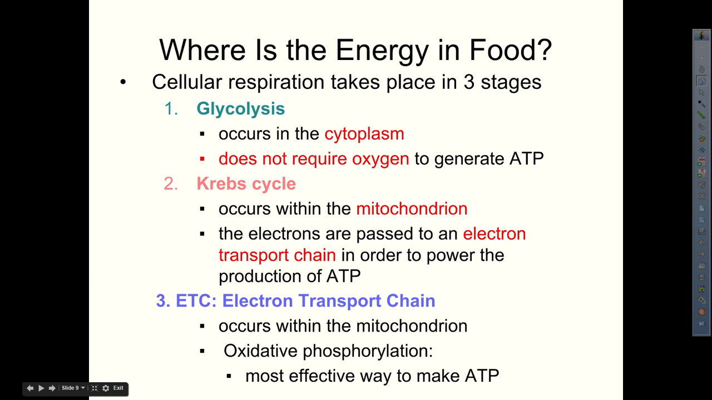And then finally, a lot of what the Krebs cycle is all about is making these high energy electrons to be transported to the electron transport chain, the final step. So the ETC, the electron transport chain, also happens within the mitochondria. This is the best, most efficient step of cellular respiration. Without the ETC, our cells would not be nearly as effective as they are.